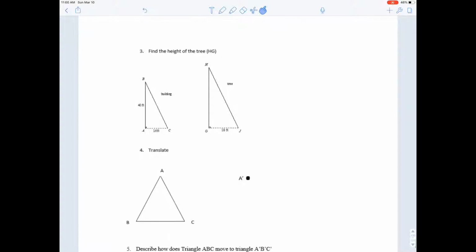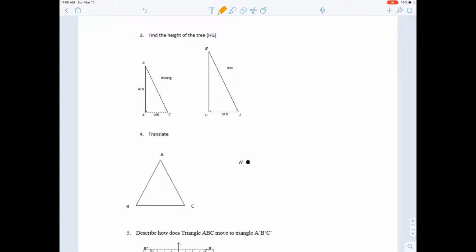All right, number 3. Here we're using properties of similar triangles to help us find heights of things that we do not know. The way this is labeled is a little misleading. This word right here, this tree, it's supposed to be a title. So this is the triangle for the tree. This is the triangle for the building. This tree must be a redwood or something because it is much taller than the building. So, but what we do need to find is the height of the tree. And where is the height of the tree? Well, that's over here on the line segment HG.